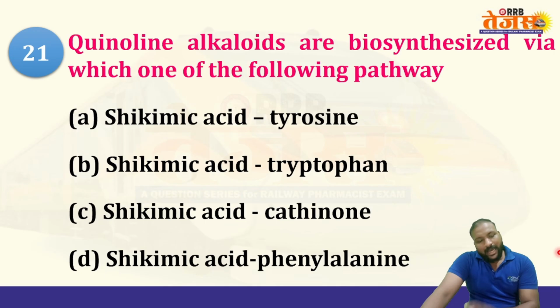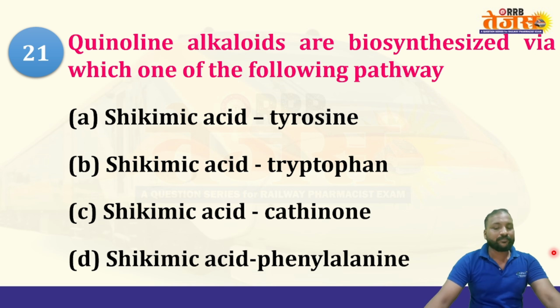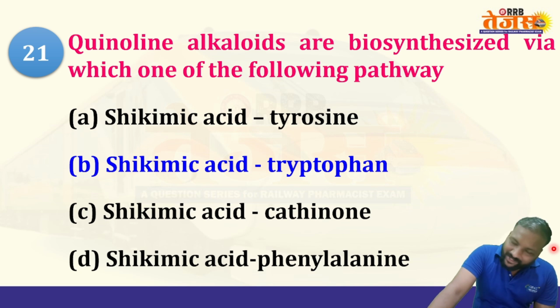The 21st question. Quinoline alkaloids are biosynthesized via which one of the following pathways? Either by shikimic acid with tyrosine as precursor, shikimic acid with tryptophan as precursor, shikimic acid with cathinone, or shikimic acid with phenylalanine. What is the option here? Option B, shikimic acid and tryptophan, is the right answer.